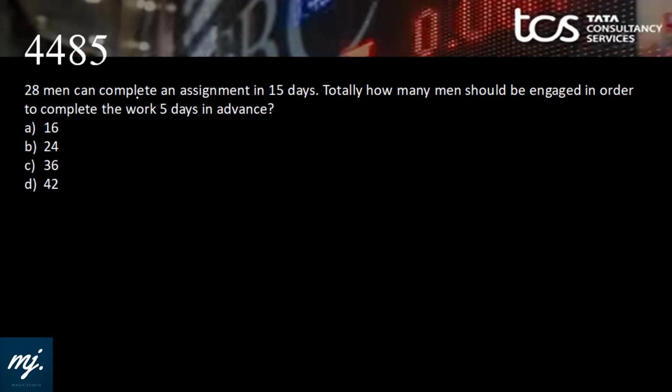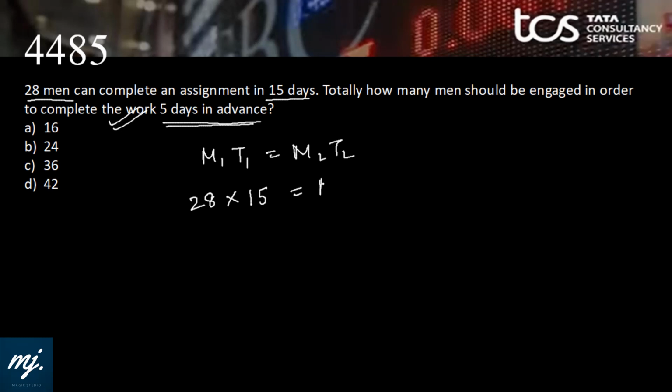28 men can complete an assignment in 15 days. Totally, how many men should be engaged in order to complete the work 5 days in advance? That means the work to be done is the same. We will again have M1 T1 equals M2 T2. Here the number of men is 28. They require 15 days. We don't know how many men would be required to complete the work in 5 days in advance. That means 15 minus 5.